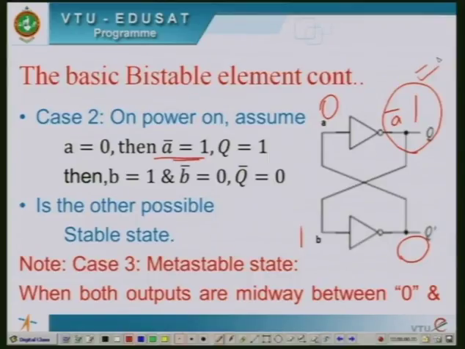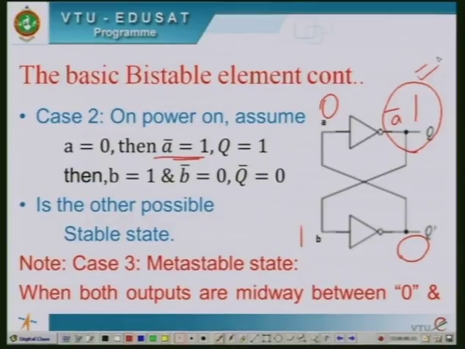And there is a third case possible, which is called the metastable state. What is this metastable state? Metastable state is the state when both outputs are midway between zeros and ones. When the outputs are halfway, it has gone above 0 but it is still below 1, it is somewhere halfway through the change, and this is known as metastable state, and it remains in that state for a small duration of time. So, it is midway between 0 and 1.